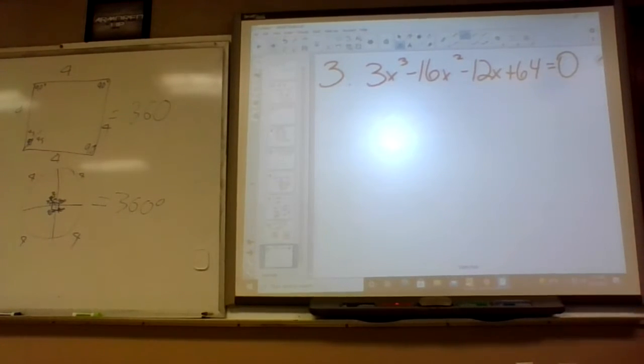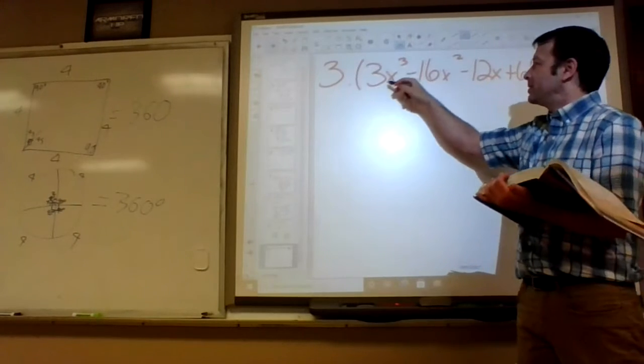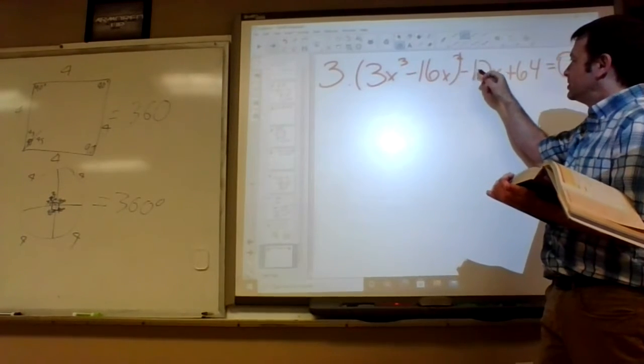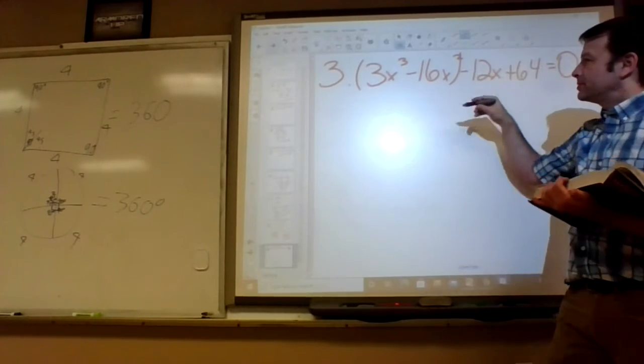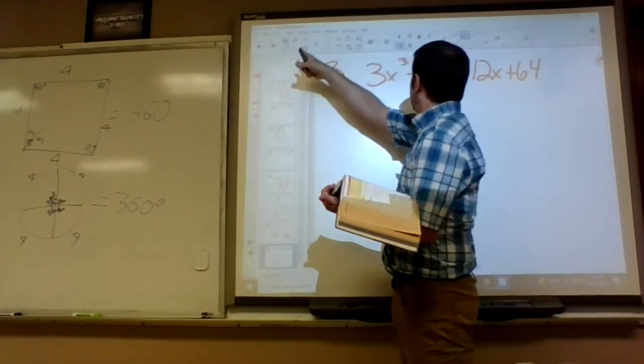If there's 4 terms like this, you can factor by grouping. What I mean by grouping is just looking at the first 2 by themselves and looking at the last 2 by themselves. I had to do that in college.